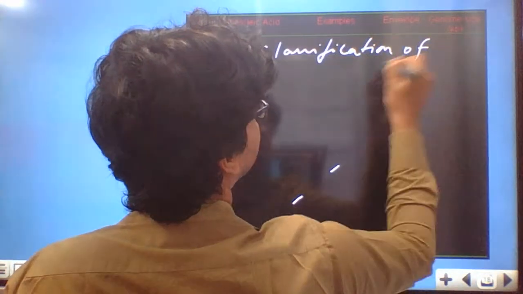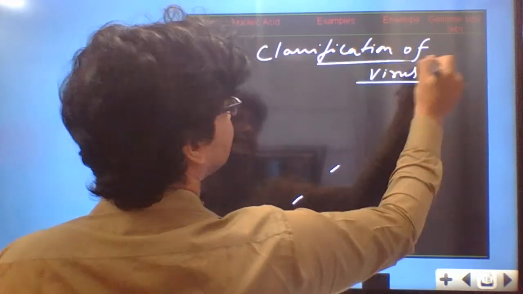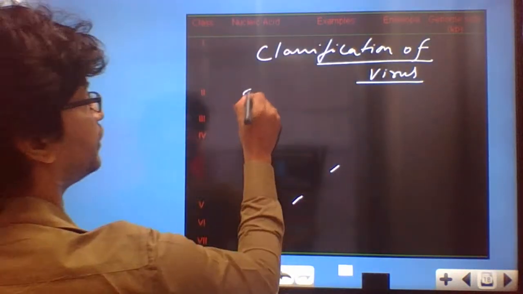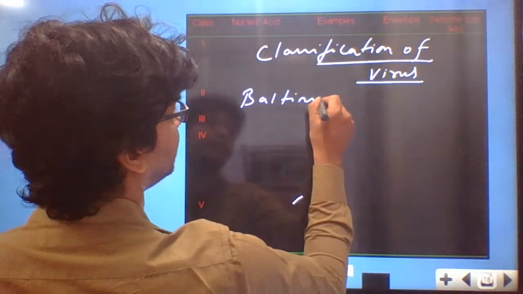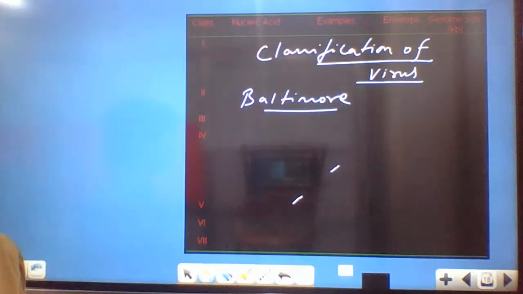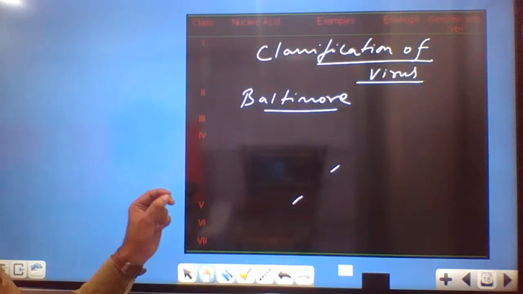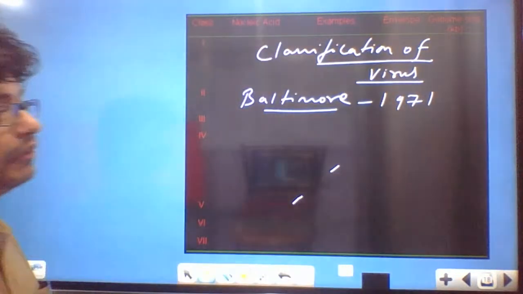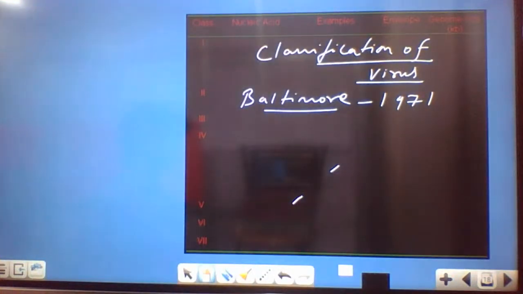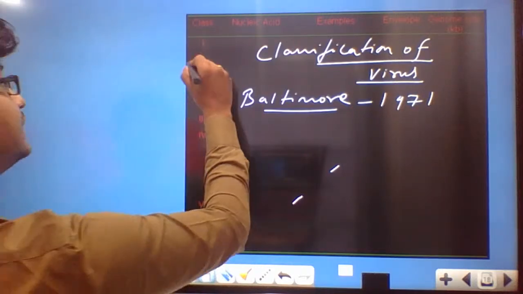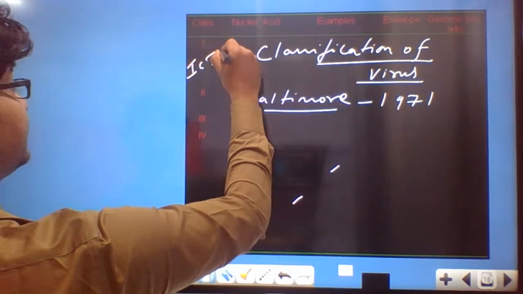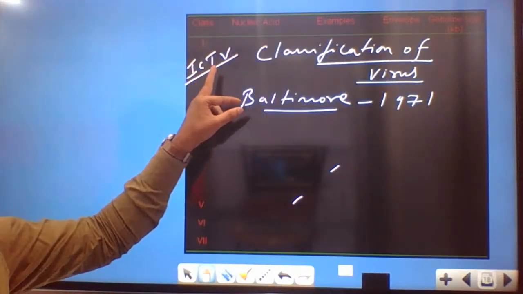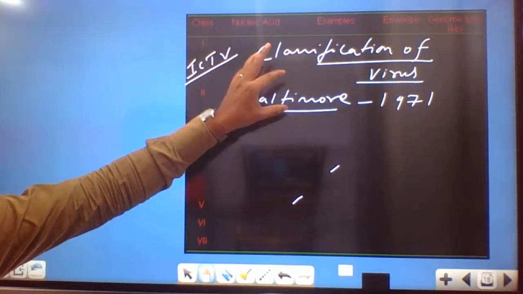this classification of virus was given by Baltimore. We call it the Baltimore classification. Can you tell me the year when he gave this classification? I think it's 1971, will you please confirm? Baltimore in the year 1971 gave the classification, and there is a council called ICTV. What does ICTV stand for? 1971, Baltimore gave the classification of viruses.